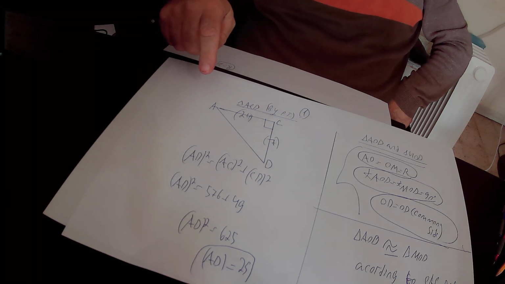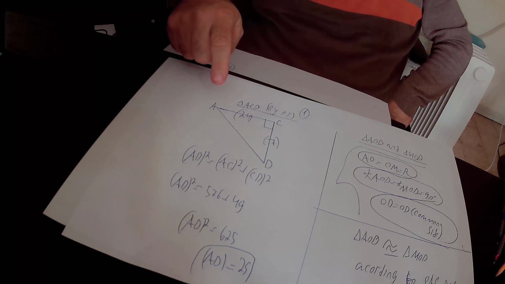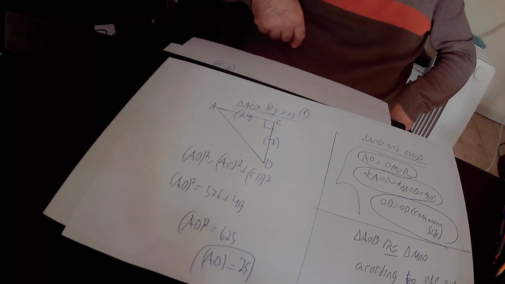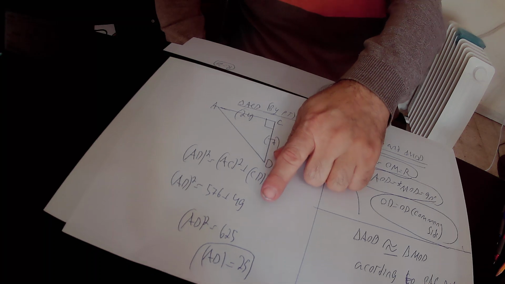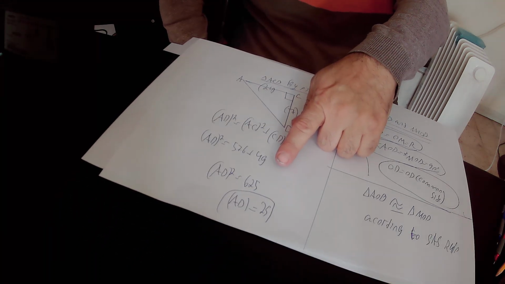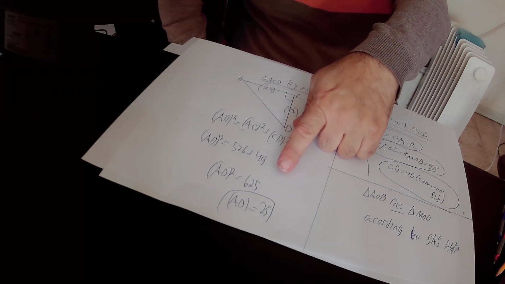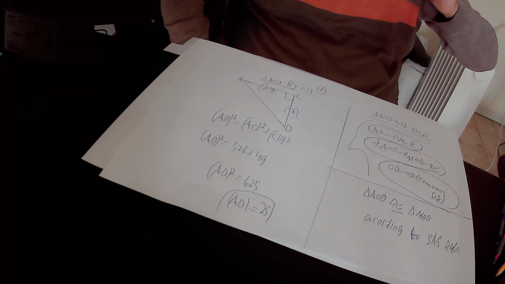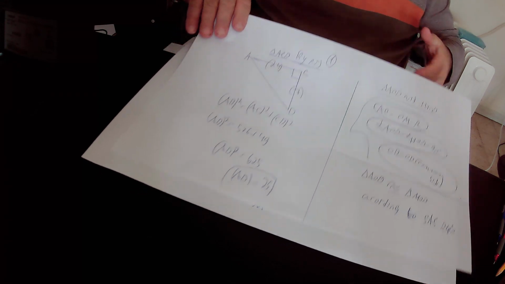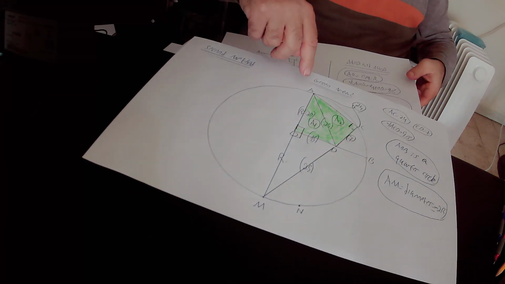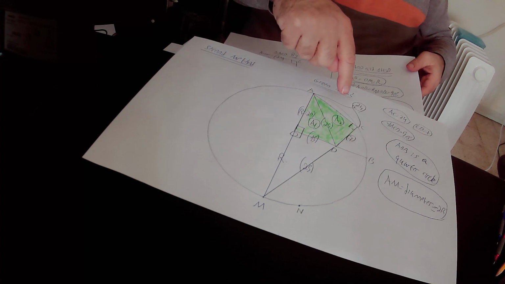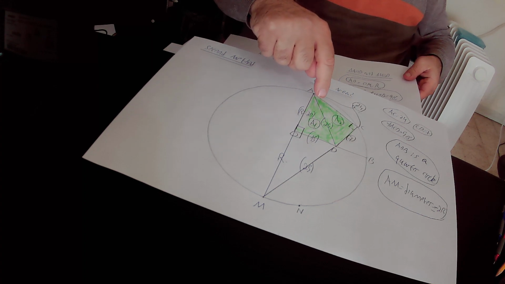So AD square in total equals to 576 plus 49, that is actually 625. AD square equals to 625. We took the square root of this equation and found out that AD equals to the square root of 625, that is 25. So the length of this hypotenuse in the right triangle ACD equals to 25 units.